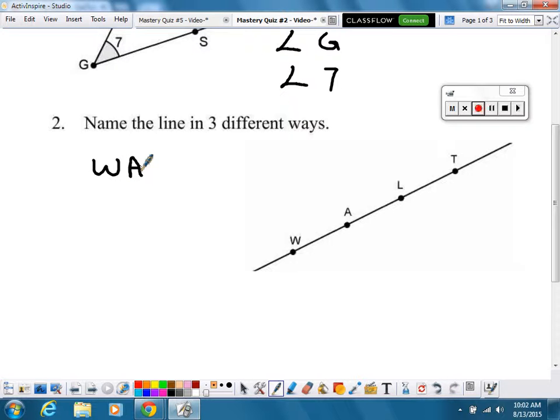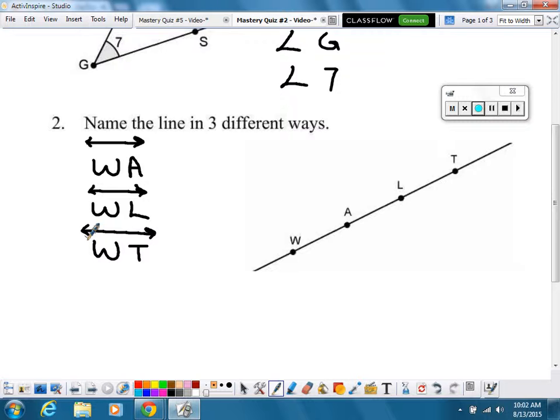Now if I want that to be a line over the top of that, I should use the proper notation. I could use WL, again with the proper notation on top. Those are arrows on the top here. I can use WT as a name as well. All of those are sufficient names for that line.